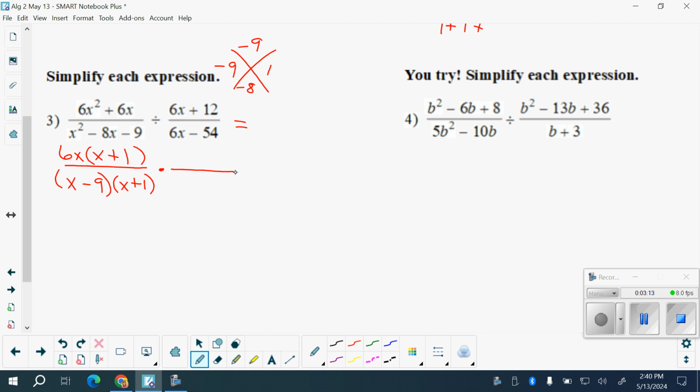So now on division, we're going to take the reciprocal. As I'm factoring, I'm going to do the reciprocal. So the 6x plus 12, we can factor out 6, and then this becomes x plus 2. And then I'm going to call on somebody. How do we factor 6x minus 54? Haley.